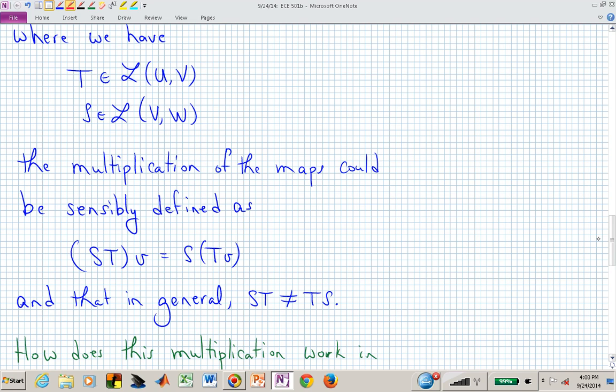which suggests here is how we could treat the multiplication of linear maps. ST, that composition or multiplication on a vector v, would then be the same as S mapping the result of Tv. That's what we've talked about, and we said that that's not necessarily going to commute. ST is not necessarily going to equal TS.